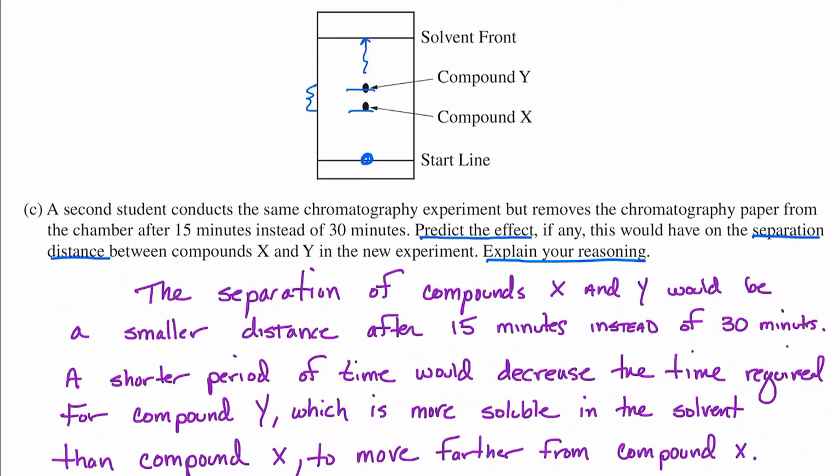But a shorter period of time would decrease the time for compound Y, which is more soluble in the solvent than compound X, to move faster. So I'm probably using way too many words here. But clearly Y was outpacing X in terms of moving with the mobile phase because of its, very important in my opinion, more similar attractive forces, or being more soluble than X. So given more time in 30 minutes, of course it'll be farther away as it's outpacing. And given less time, it would be closer because they all started from the same point.